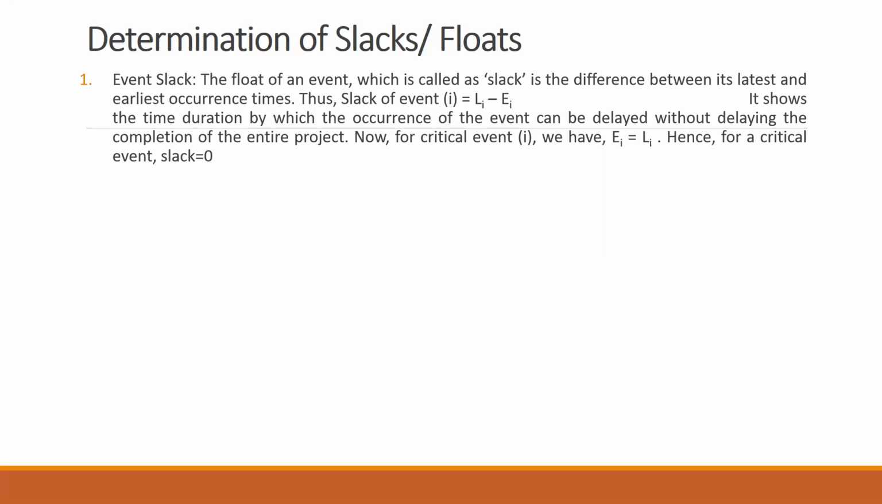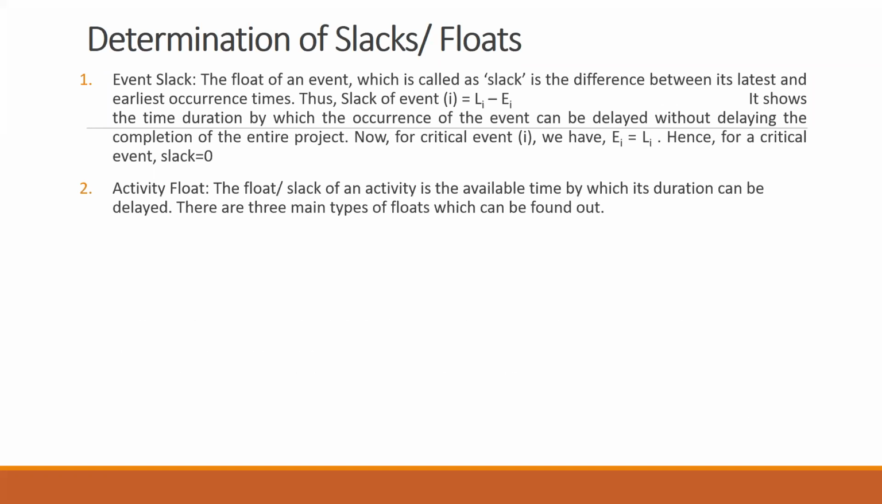It shows the time duration by which the occurrence of that particular event can be delayed without delaying the completion of the entire project. And as I told you, on critical events the value of Li and Ei is the same, it's equal, and therefore the slack is 0. It directly indicates that you cannot delay that event. Wherever the slack or float value is 0, that event cannot be delayed.